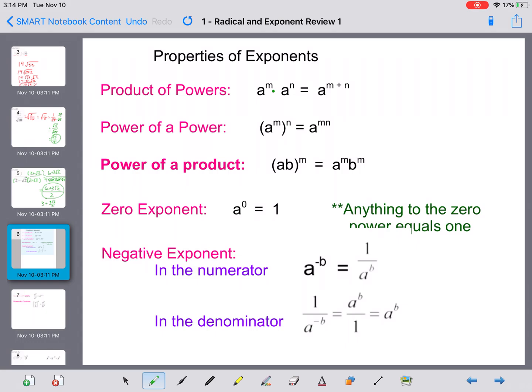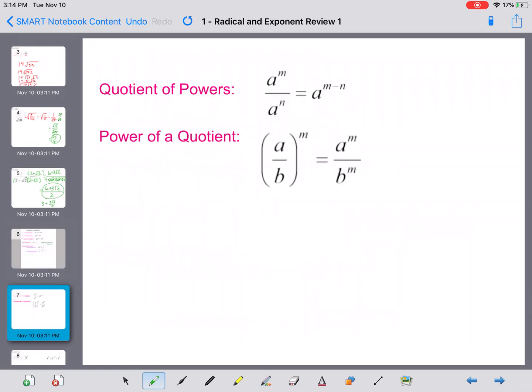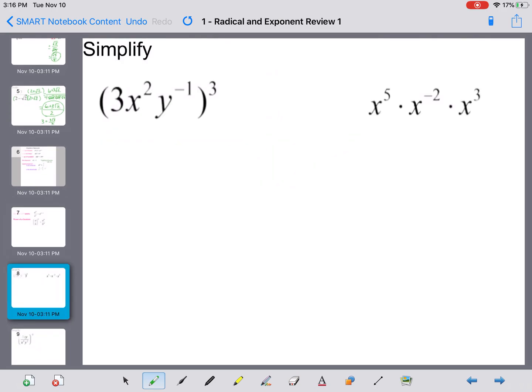So if you need to take a second to pause the video and copy this down, I would highly suggest so. And then the last 2 are quotient of powers. So if you divide 2 exponents, if you divide like bases, you subtract the exponents. And then if you are raising a quotient to a power, you just distribute the exponents to both. So we're going to simplify a few of these.